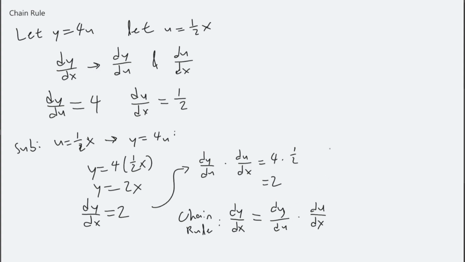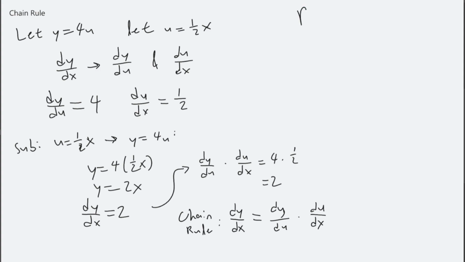If we recall our function from earlier, y is equal to, if we put it in the form of 4 bracket half x, basically what this is doing is that we're taking the derivative of this outer part, which is going to be the 4, as well as the inner part, which is going to be half x. And that's what we're doing in that previous step there. And that's how we get our answer.